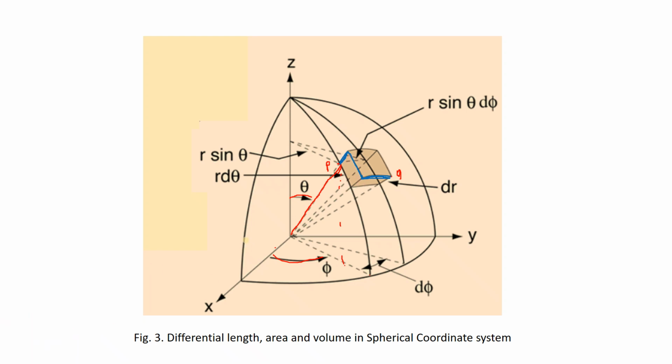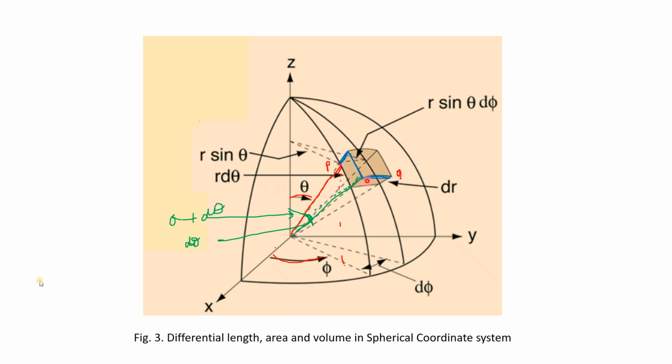So what is this increment? If I represent the total angle, suppose this is the line, then this total angle is theta plus d theta. So what is this additional angle? It is d theta. So what will be this curve then? Obviously, using the arc formula, it is radius into the angle, which is r d theta.